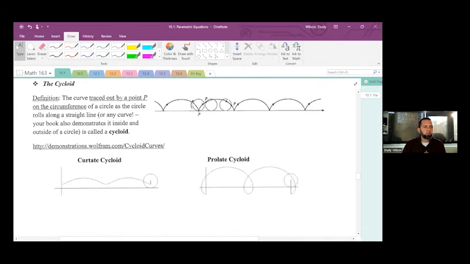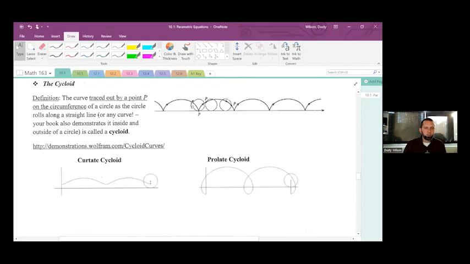The cycloid. A definition. The curve traced out by a point P on the circumference of a circle as the circle rolls along a straight line, or any curve, your book also demonstrates it inside and outside of a circle, is called a cycloid. And there's a link here so that you could play around with them yourself.